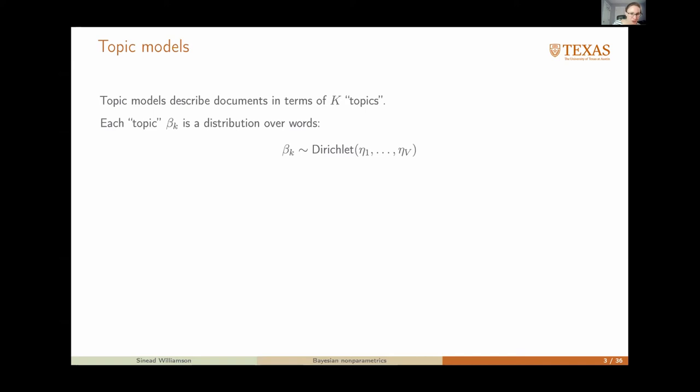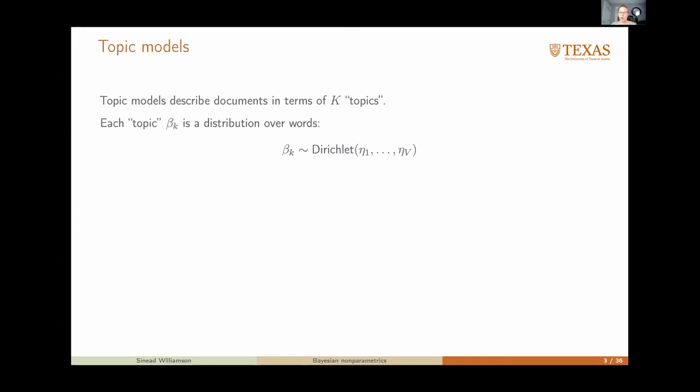So basically what a topic model does is it's a way of describing documents in terms of topics. So we're going to assume in the standard situation that we have K topics that we're going to use to represent our documents. Now, these aren't predefined topics. They're things that we're going to infer from the data. And so we're going to be Bayesian about this. So we're going to put a prior distribution on our topic.